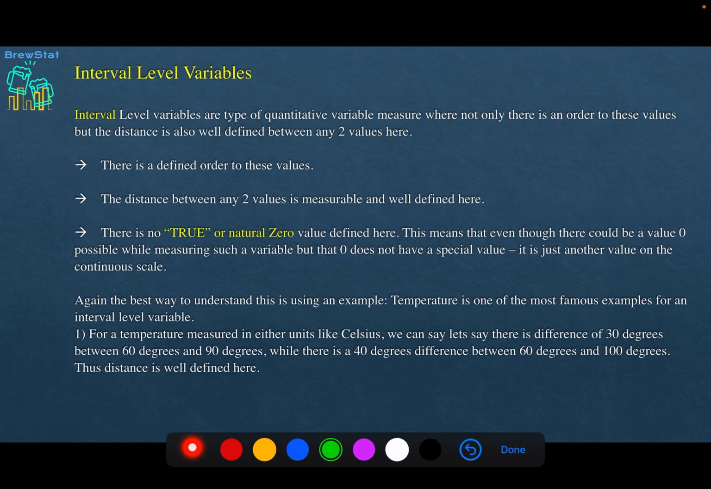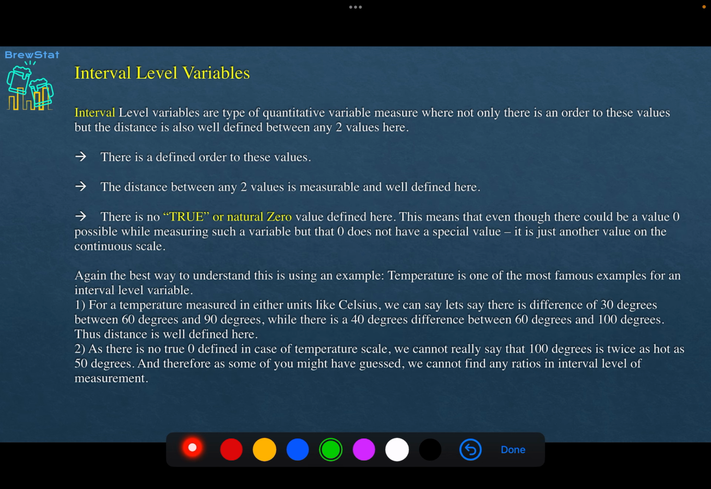Once again, in a more readable form, for a temperature measured in units like Celsius, we can say that there's a difference of 30 degrees between 60 and 90, while there's a difference of 40 degrees between 60 and 100. Therefore, the only difference between ordinal and interval levels is that for interval level variables, we can do arithmetic operations. We can subtract two values here, which was not possible in case of ordinal, but there is no true zero in case of interval level variables, which will be there in our fourth level of measurement, which is called the ratio level, which we will see later.